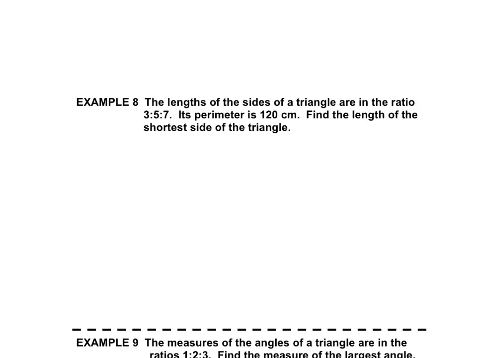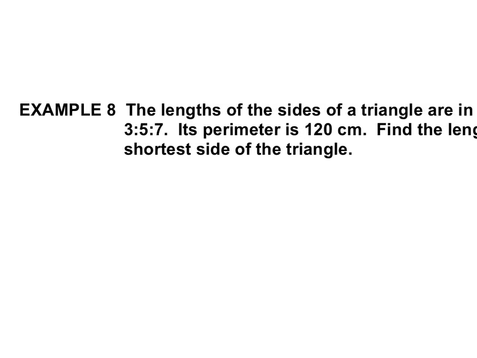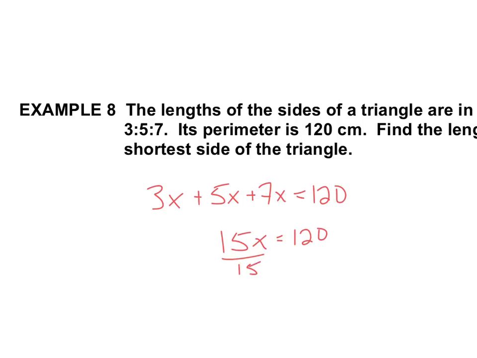So there's a trick to this, okay? I don't know what the sides are. I just know that their ratios are 3, 5, and 7. So I'm going to say that I know it's 3 times whatever my ratio is, plus 5 times whatever my ratio is, plus 7 times my ratio, should have a perimeter of 120, and it turns into a fairly easy problem. 3 plus 5 plus 7 gives me 15x equals 120. I divide both sides by 15, and I get that x equals 8.